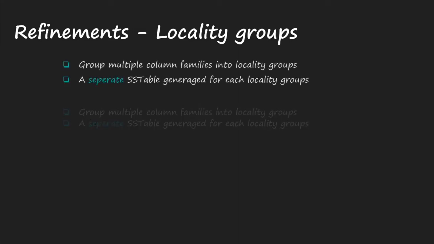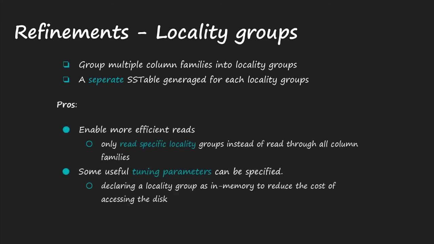Next, we are going to talk about the refinements and the evaluation of the performance. The first refinement is locality groups. Bigtable groups column families, which are typically accessed together, and creates a separate SSTable for each locality group. By doing this, it makes reads more efficient by only reading locality groups rather than all column families. It also makes it possible to specify parameters to reduce the cost of accessing the disk.